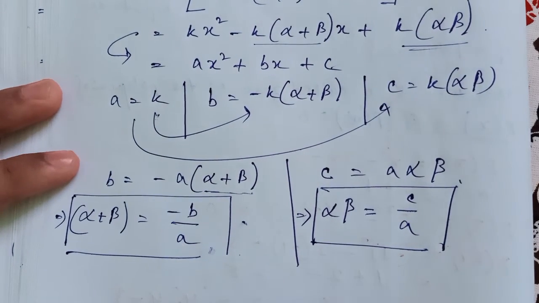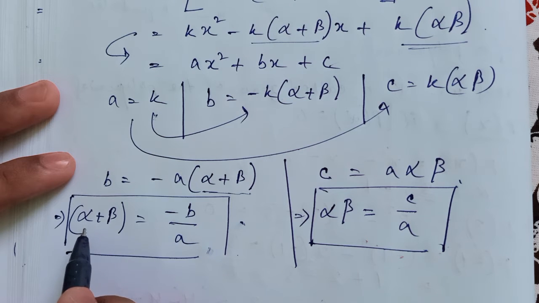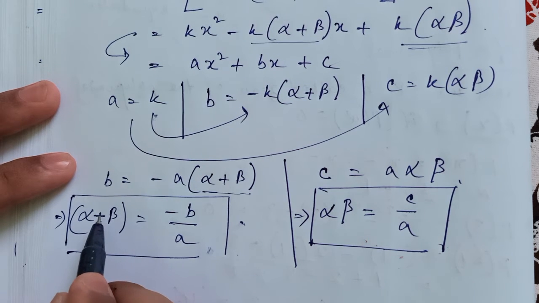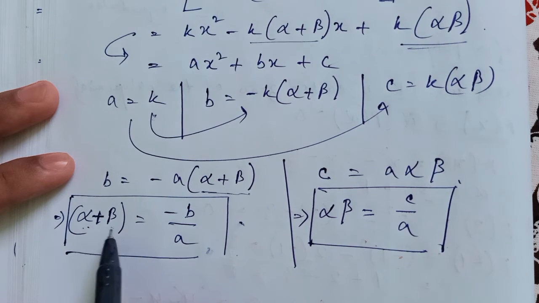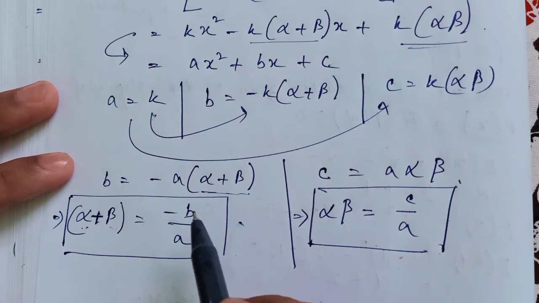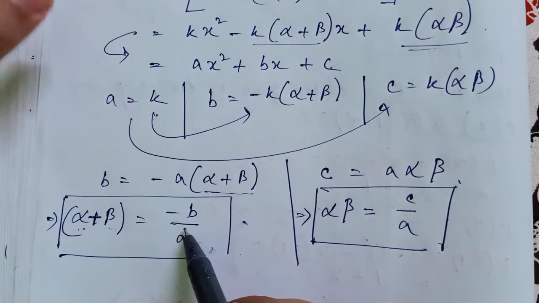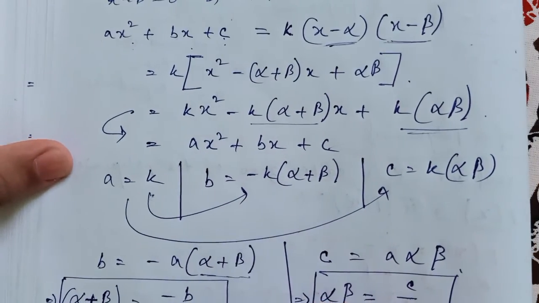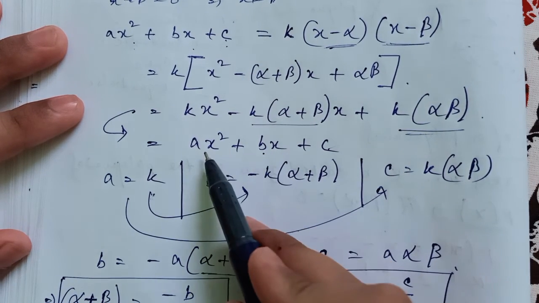Okay, fine. I hope up to this is clear. So we can say that the sum of zeros, these were the zeros, right? So the sum of zeros is nothing but the negative ratio of the coefficient of x upon the coefficient of x square.